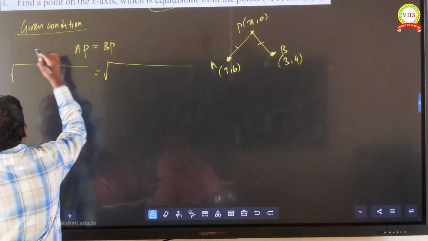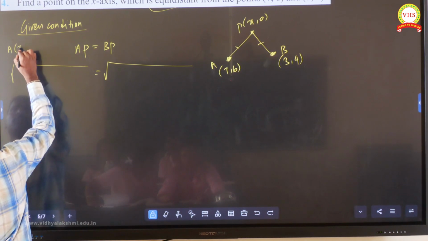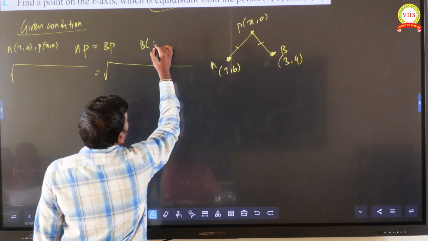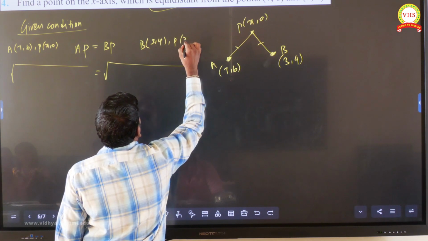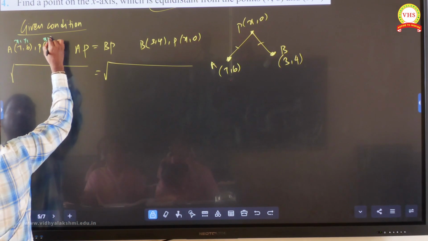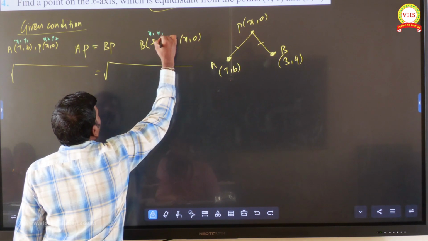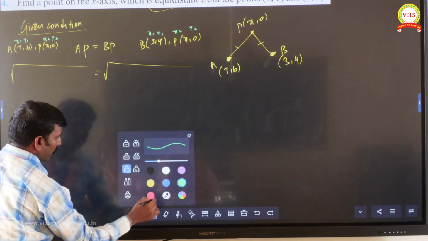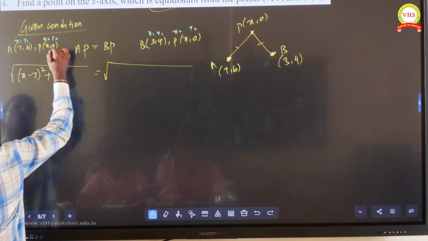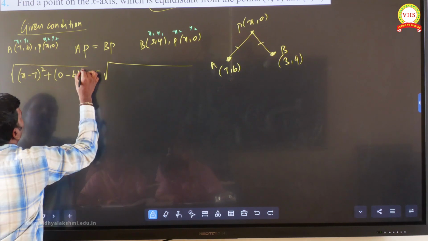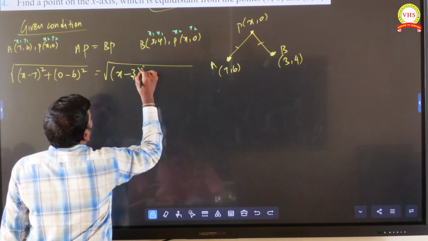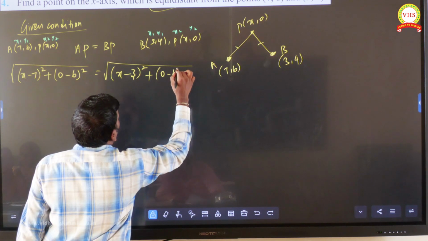We know the A point is 7 comma 6, and the P point is x comma 0. Like that, the B point is 3 comma 4 and the P point is x comma 0. Here this is my x1 y1 x2 y2. Let's apply this. Square root of x minus x1 value 7 whole square plus y2 0 minus y1 value 6 whole square. And x minus 3 whole square plus 0 minus 4 whole square.